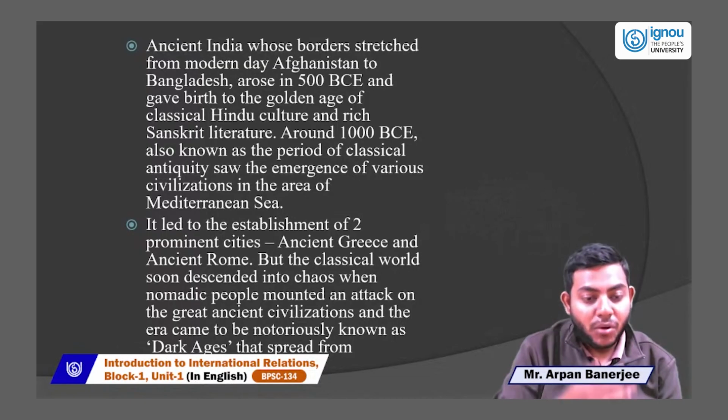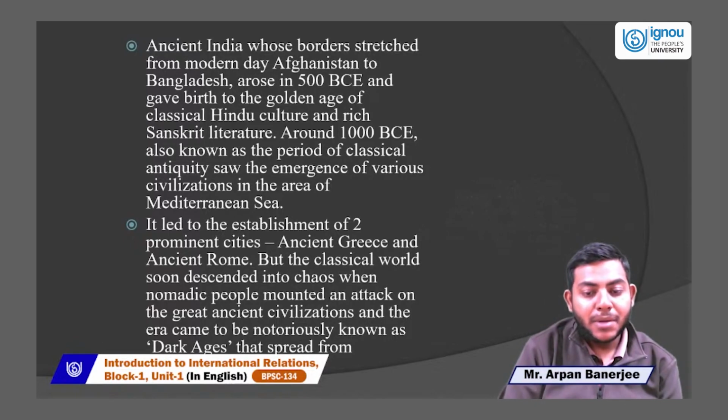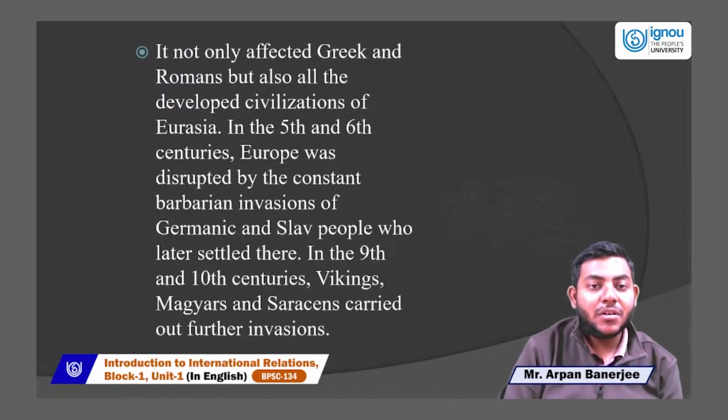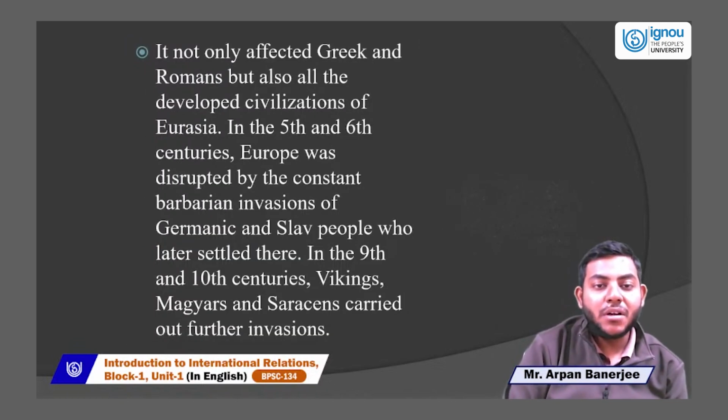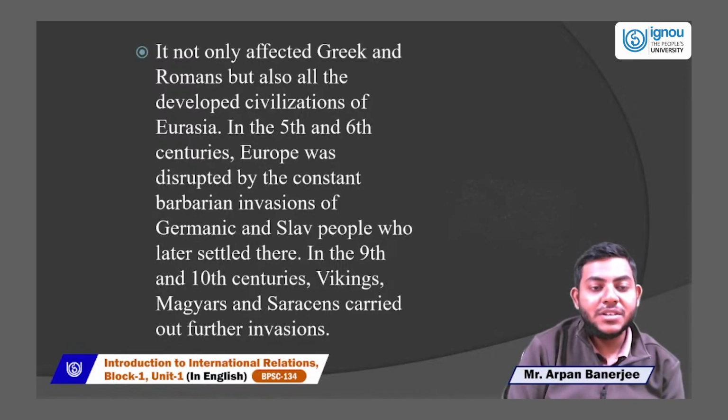It led to the establishment of two prominent cities, ancient Greece and ancient Rome. But the classical world soon descended into chaos when nomadic people mounted an attack on the great ancient civilizations, and the era came to be notoriously known as the Dark Ages that spread from the Mediterranean to China. It not only affected Greeks and Romans, but also all the developed civilizations of Eurasia.